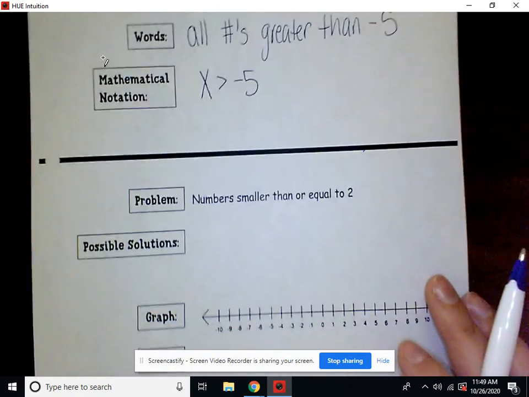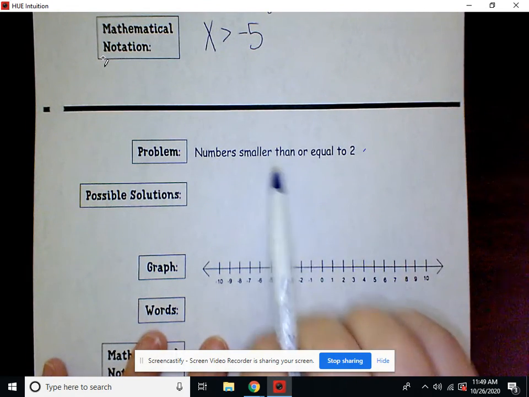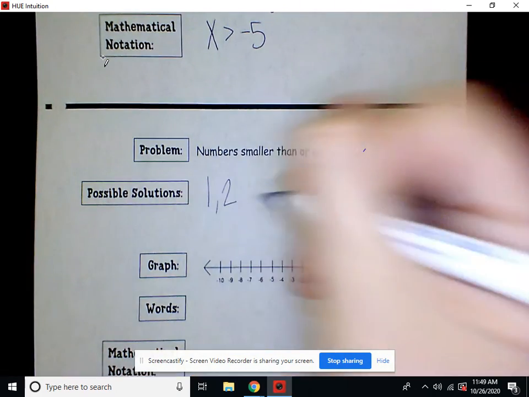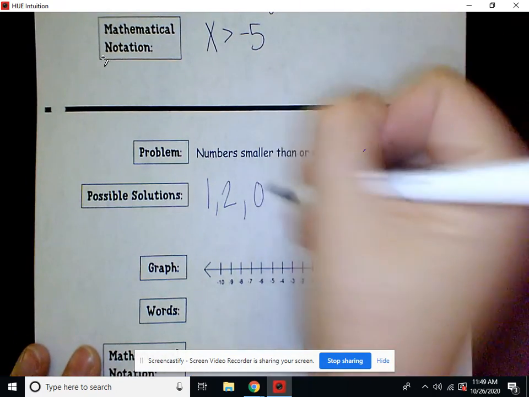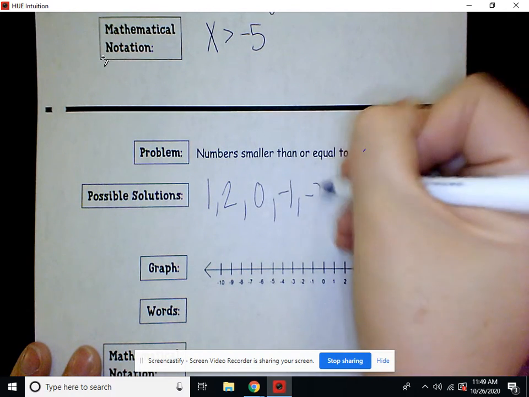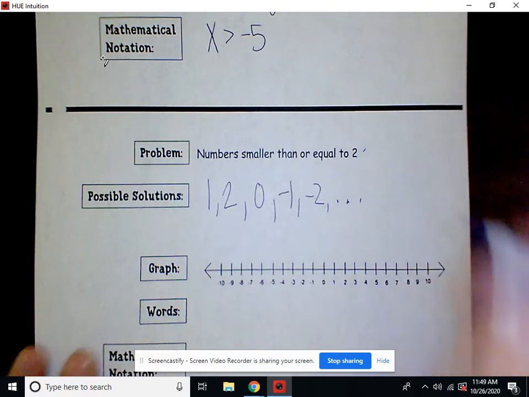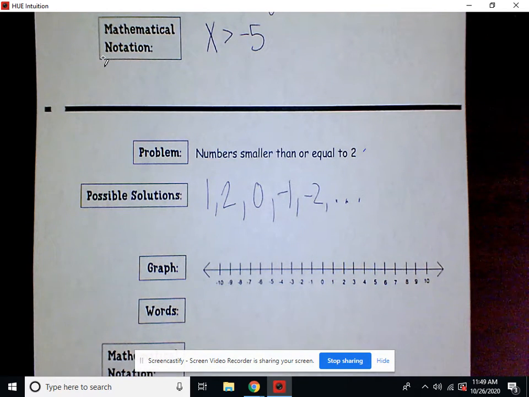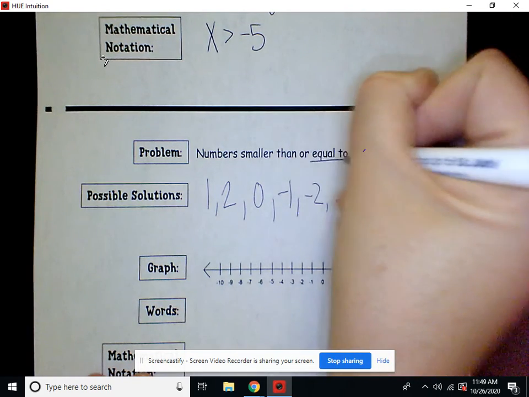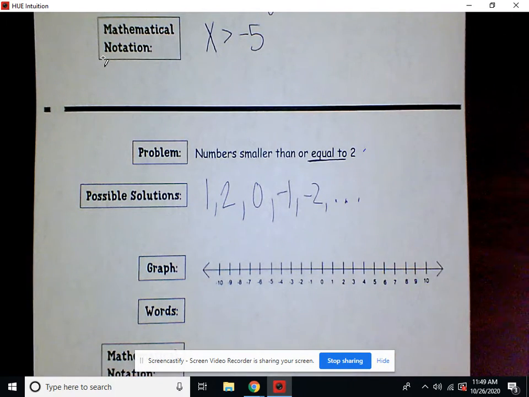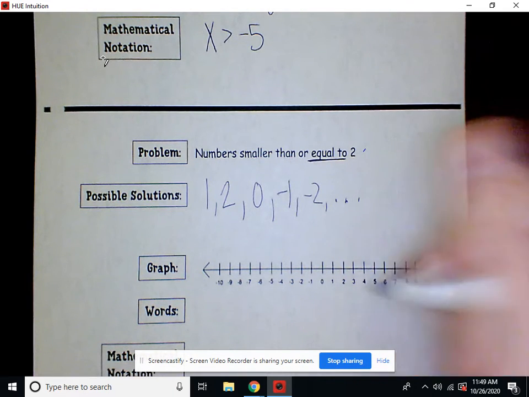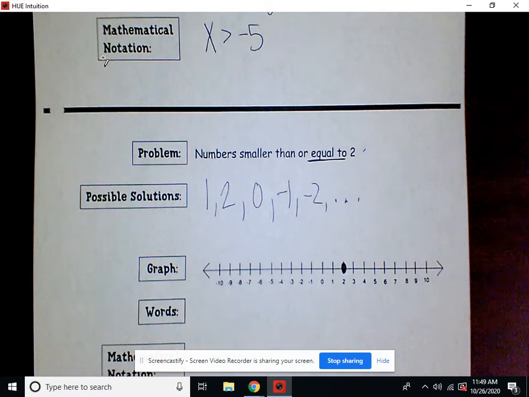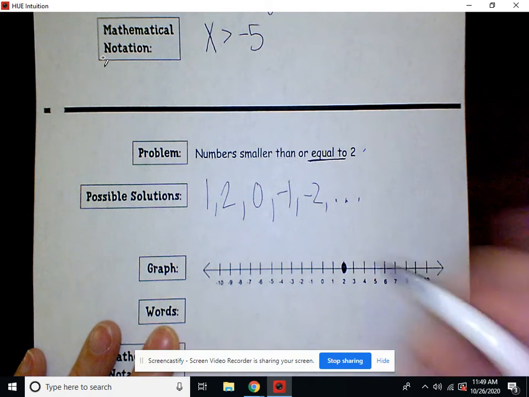Okay, numbers smaller than or equal to 2. So what are numbers that are smaller than or equal to 2? 1. 2. What else? 0. -1, -2, so on. Yes. So equal to means it can also be 2. Is 2 equal to 2? Yes. So that's why it works. Since it says equal to, that's going to be a closed circle. So we're going to go to the number 2. We're going to put a closed circle. Okay, and then all of those numbers are shaded to the left.